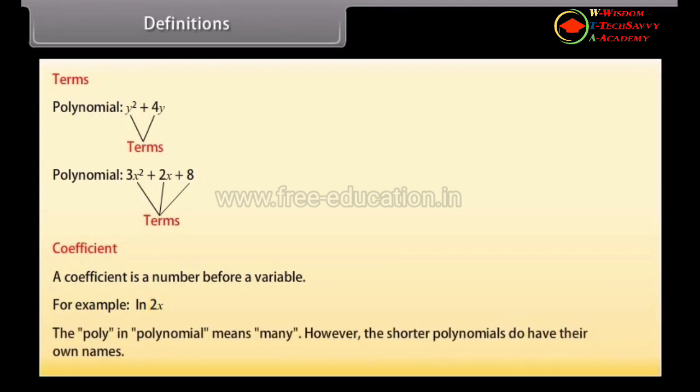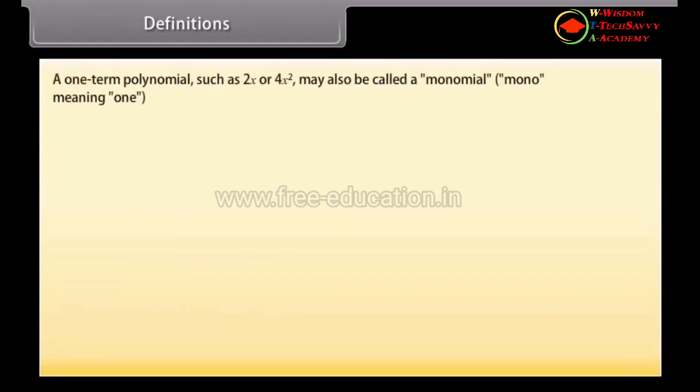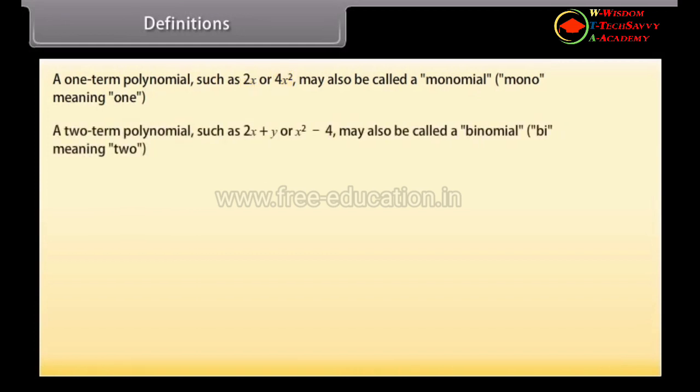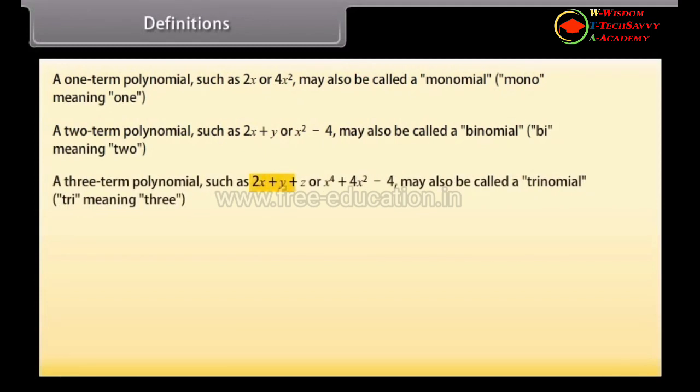The poly in polynomials means many. However, the shorter polynomials do have their own names. A one-term polynomial such as 2x or 4x squared may also be called a monomial, mono meaning 1. A two-term polynomial such as 2x plus y or x squared minus 4 may also be called a binomial, bi meaning 2. A three-term polynomial such as 2x plus y plus z or x raised to the power 4 plus 4x squared minus 4 may also be called a trinomial, tri meaning 3.